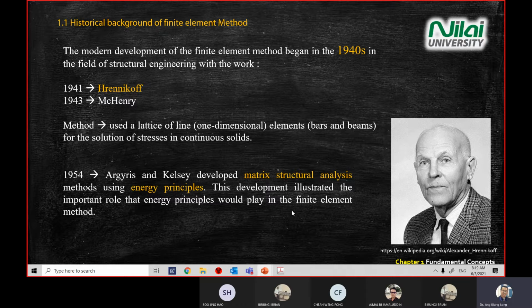Then after that, someone started to use matrices. So for this module, you have to be strong in mathematics, matrices. Then people started to use energy principles to solve energy problems in the structure.